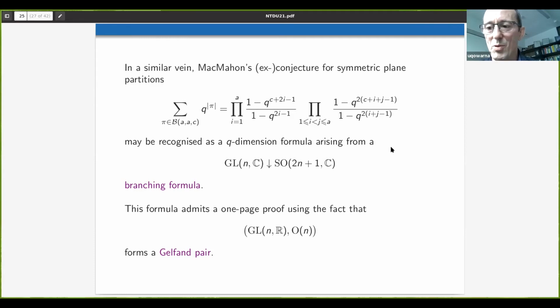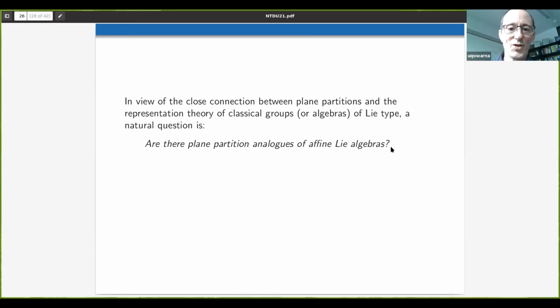Okay, so we have made a small step, but the step isn't quite large enough, and we need to enhance our plane partition model and hopefully get to the things that we're really interested in. So this is the question: are there plane partition analogs that really model things for affine Lie algebras? Because as I said, we're in the world of classical groups and classical Lie algebras. We want to go to the affine case.